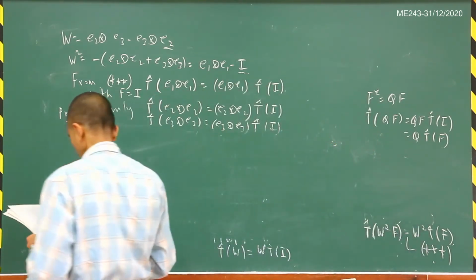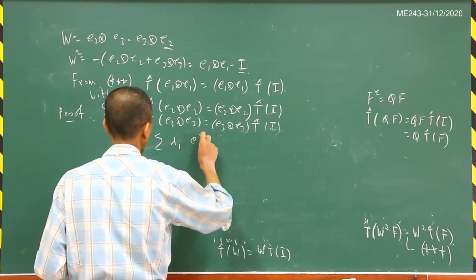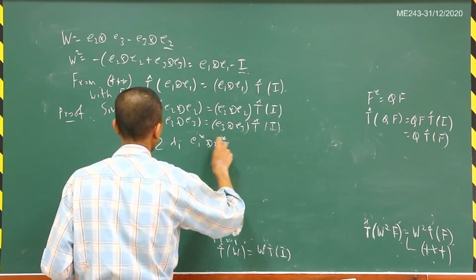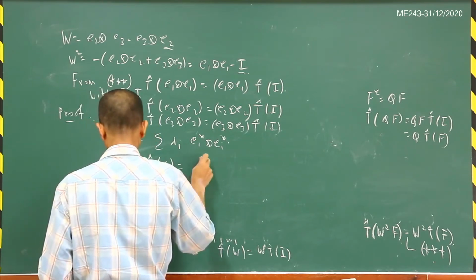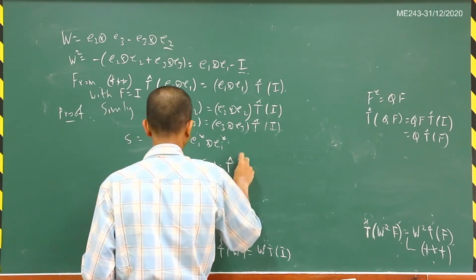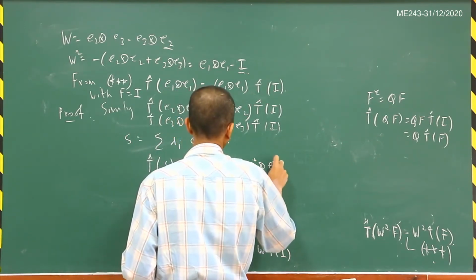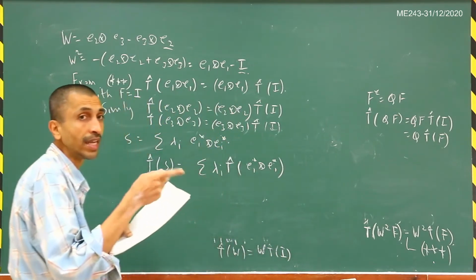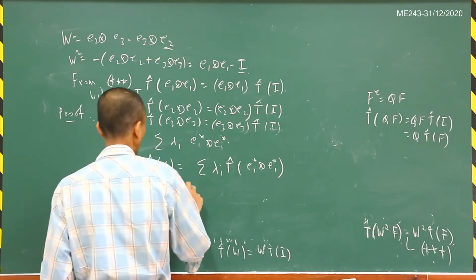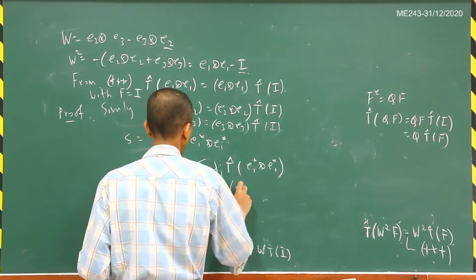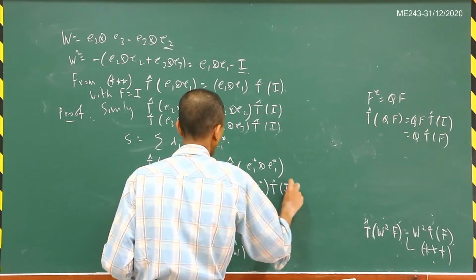So S is equal to the summation of lambda_i times e_i star dyad e_i star, right? And so T hat of S is equal to the summation of lambda_i T hat of e_i star dyad e_i star. So this is by linearity. T hat is a linear function and hence the lambda_i's can be taken outside, and this is equal to the summation of lambda_i times e_i star dyad e_i star times T hat of I.